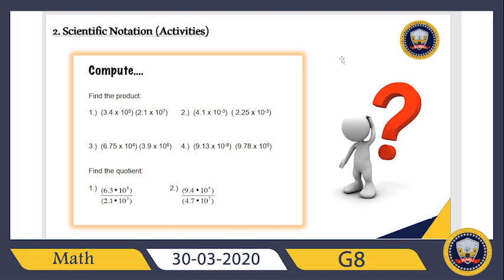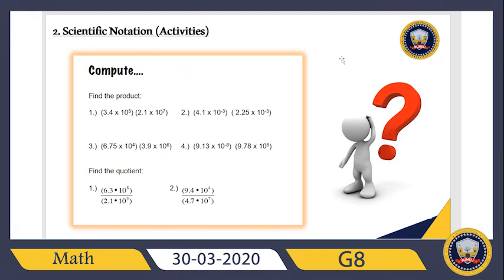So I want you to find the product 3.4 times 10 to the power of 5 multiplied by 2.1 times 10 to the power of 7. The second one is 4.1 times 10 to the power of minus 3 times 2.25 times 10 to the power of minus 3. Then 6.75 times 10 to the power of 4, all multiplied by 3.9 times 10 to the power of 6. The fourth one is 9.13 times 10 to the power of minus 8 multiplied by 9.78 times 10 to the power of 5.